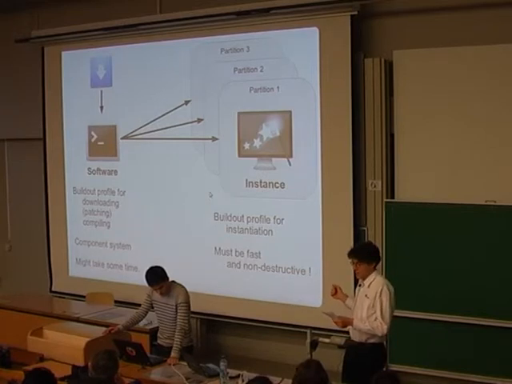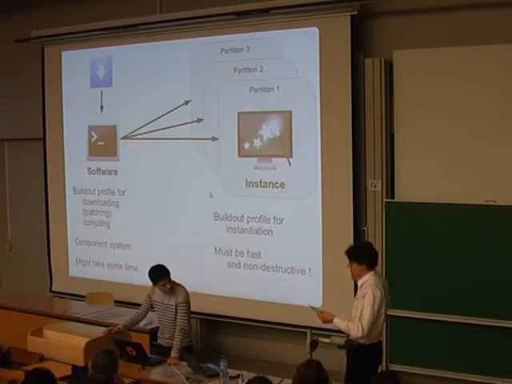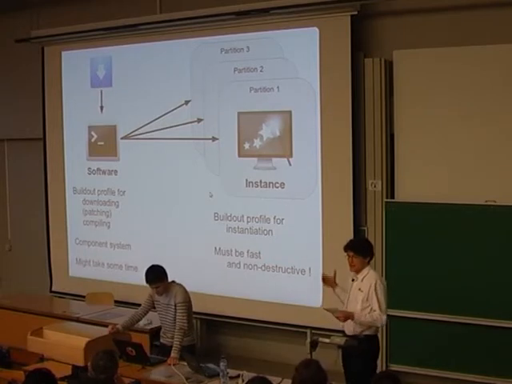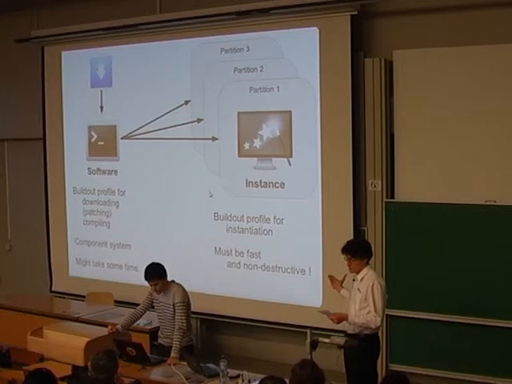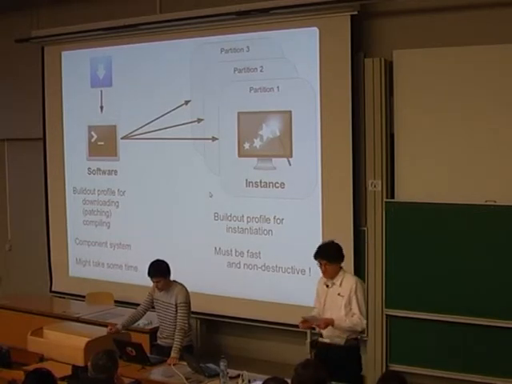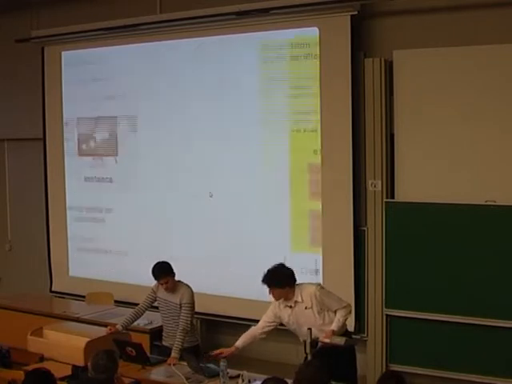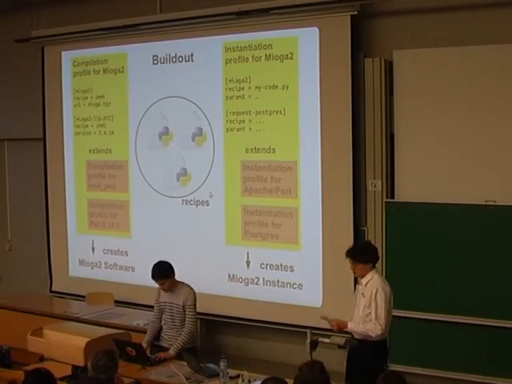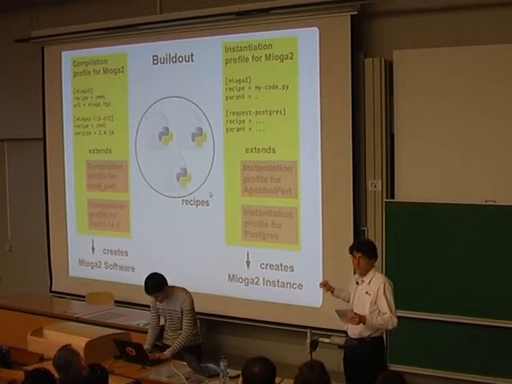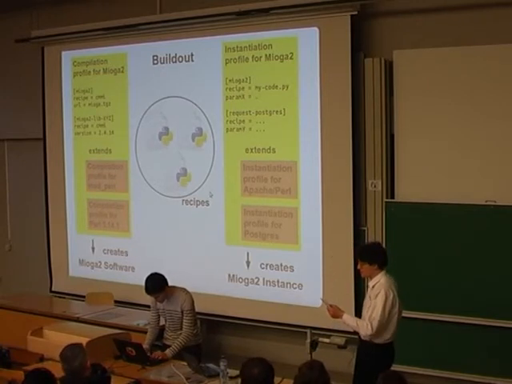The instantiation step can get repeated in order to ensure that the software works correctly. So that means instantiation must be fast, in the order of some seconds, and it must be non-destructive, of course, all user data must be kept. Both compilation and instantiation use buildout. Buildout is a Python system that takes care of the life cycle of the software, downloading, patching, compiling, and deployment.